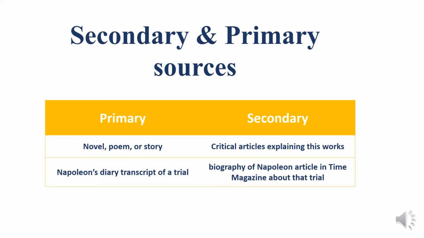This is a comparison between primary and secondary sources. The primary sources, such as a novel, poem, or story, for example, Napoleon's diary, a transcript of a trial, okay? And the secondary sources are the critical articles explaining these works. For example, a biography of Napoleon, or an article in Time magazine about that trial, okay?